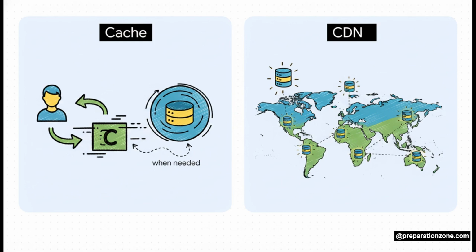And second, we have a CDN, or a content delivery network. This is basically a global network of servers that stores copies of our static files, like images and videos. So a user in Tokyo gets the app's logo from a server right there in Japan, not from all the way over in New York. And that makes things load, well, almost instantly.